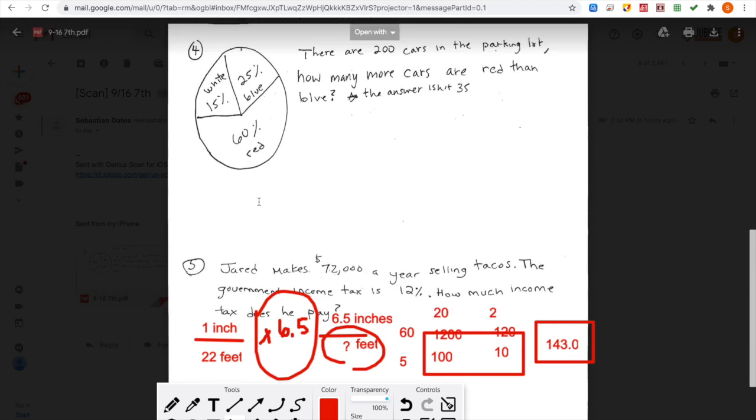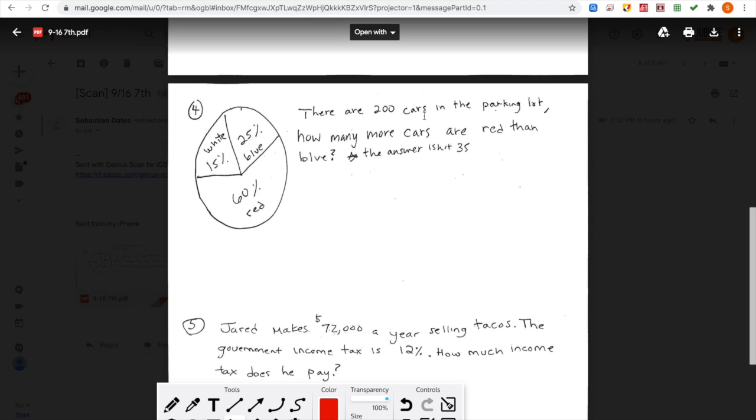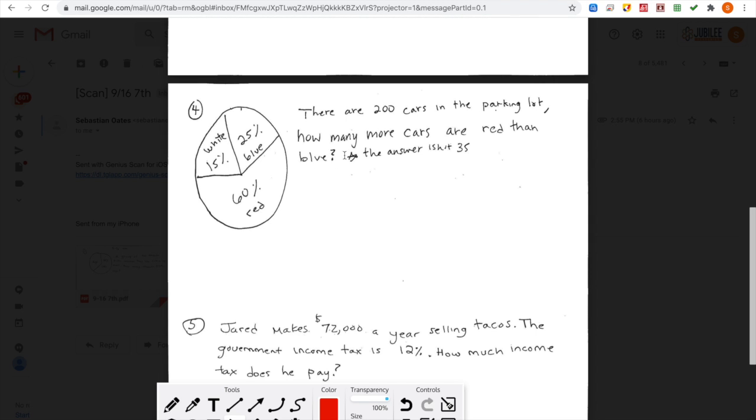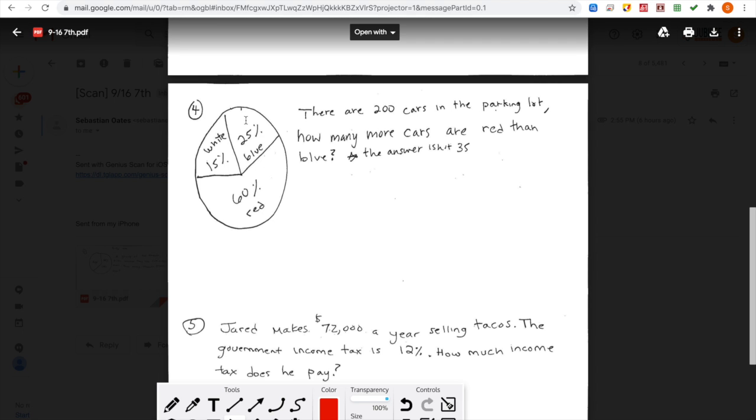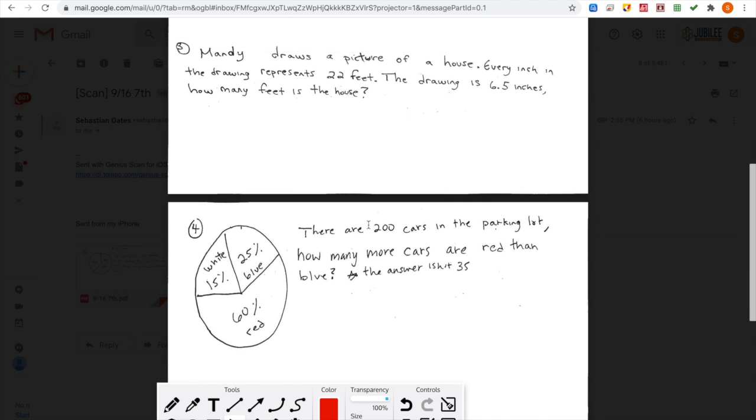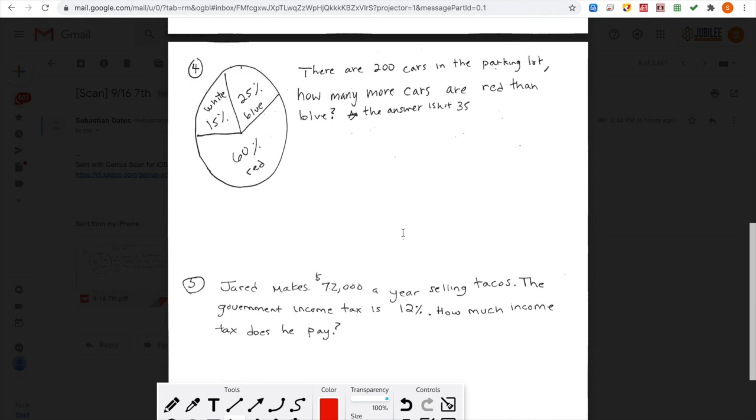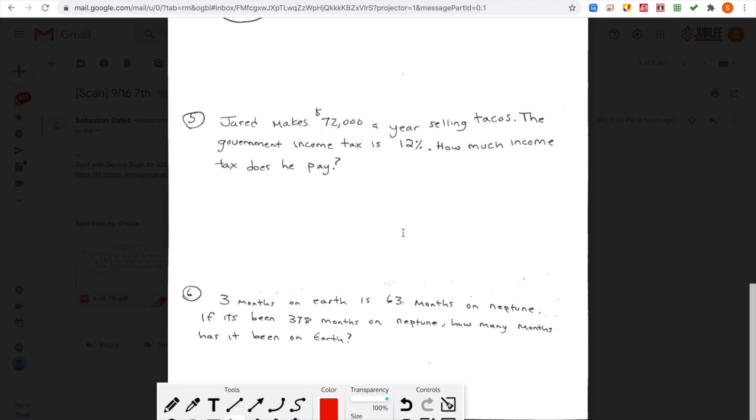So you're going to do problems 4, 5, and 6 by yourself. Number 4 says there are 200 cars in the parking lot. How many more red cars are there than blue cars? And the hint is the answer isn't 35. So it's not going to be as easy as 60 minus 25. This is 7th grade, so we're going to have to do a little extra work. We're going to have to find out what 60% of 200 is, and what 25% of 200 is, and find out how many more of the red cars there are than blue cars.